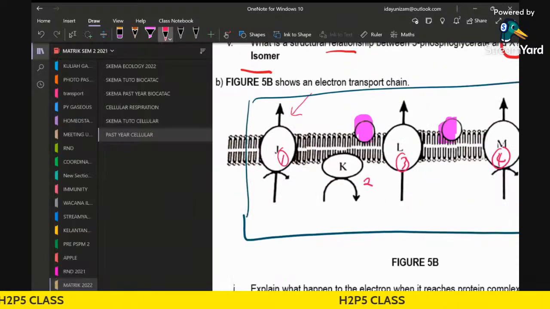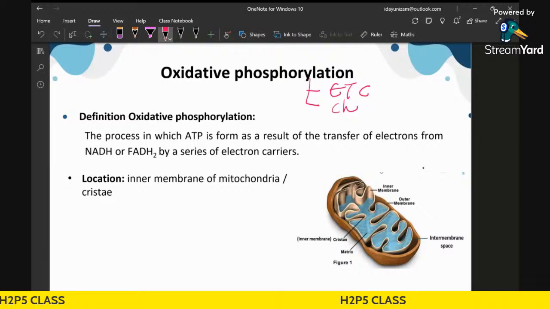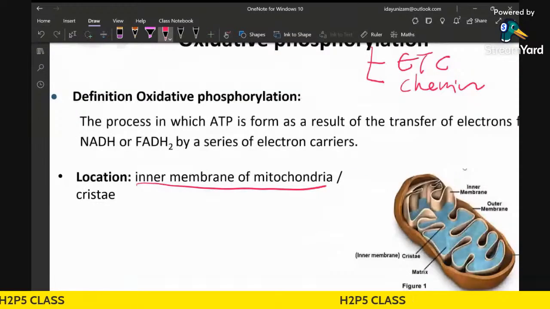Teacher wants you all to take note, class. When we learn about the process of oxidative phosphorylation, it involves the ETC, electron transport chain, and also chemiosmosis. It takes place in the mitochondrial organelle, and we are looking at this structure, the inner membrane of mitochondria, or the folded inner membrane, which can also be known as cristae. If teacher asks where this oxidative phosphorylation occurs, please type in our live chat. If the question asks where this process takes place, the answer is the inner membrane of mitochondria.